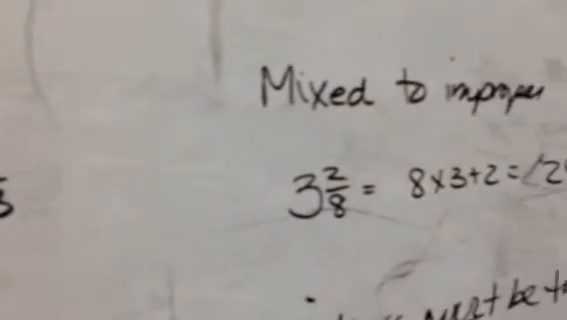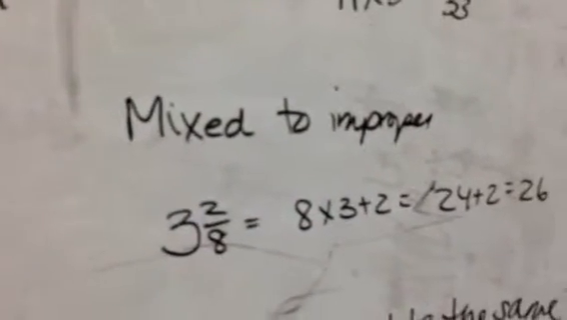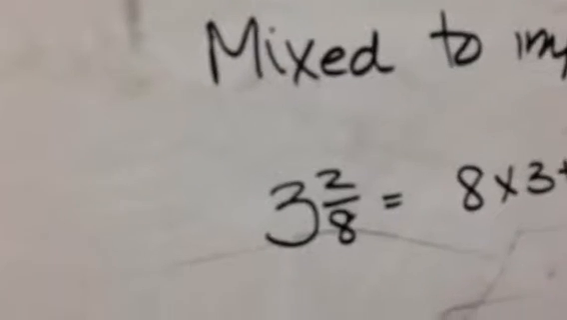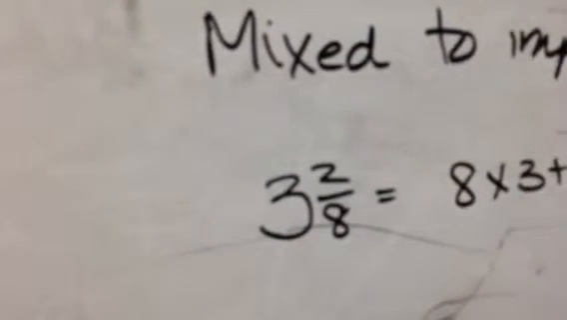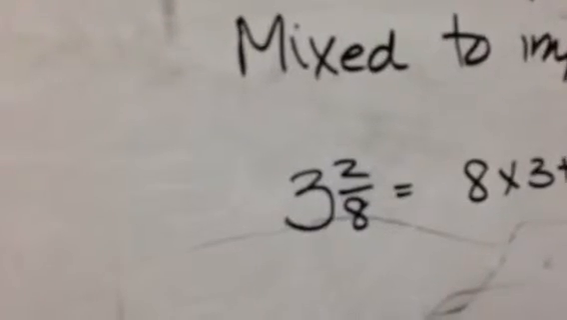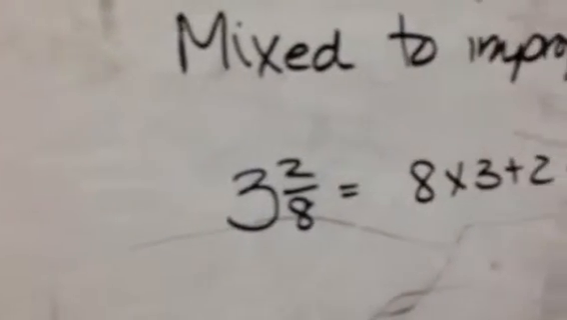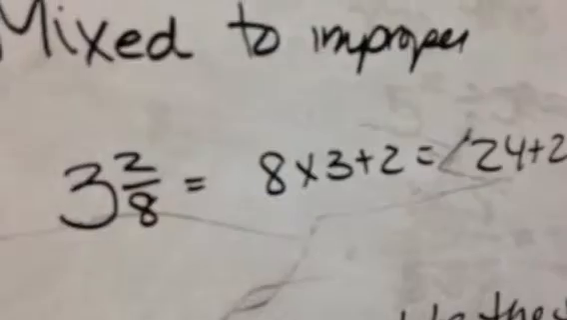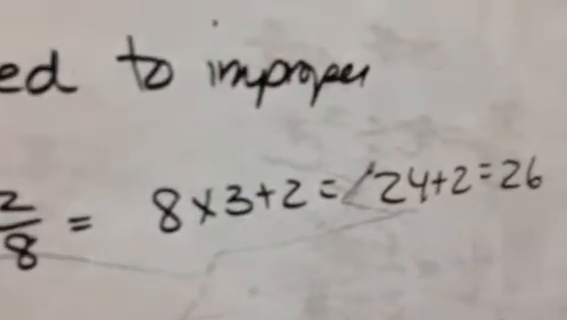And then if we're changing mixed to improper, you have 3 2/8. What you need to do is take the denominator, 8, multiply by the whole number, 3, and then add the 2, which is the numerator. 8 times 3 is 24, plus 2 is 26.